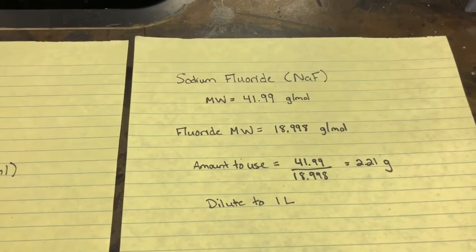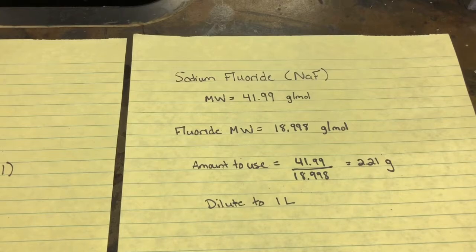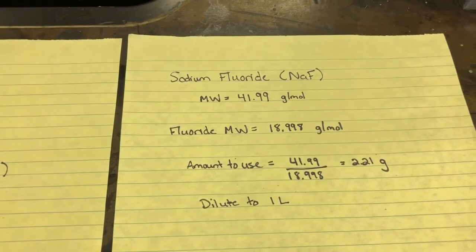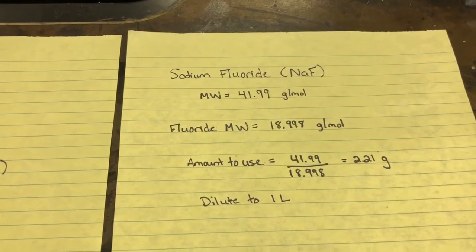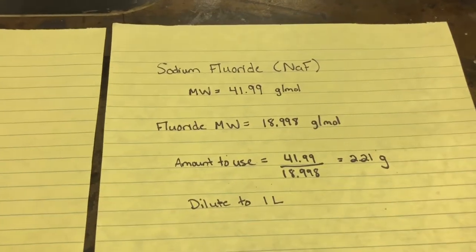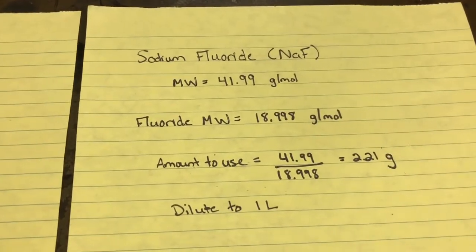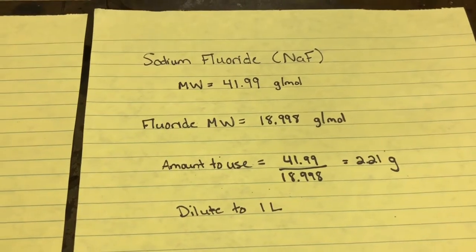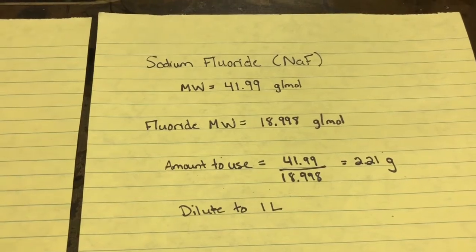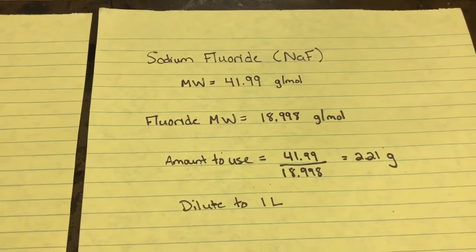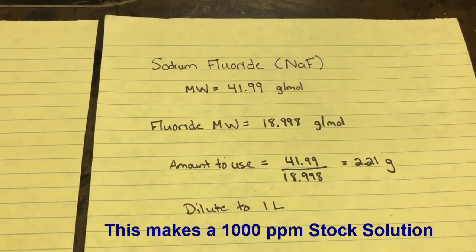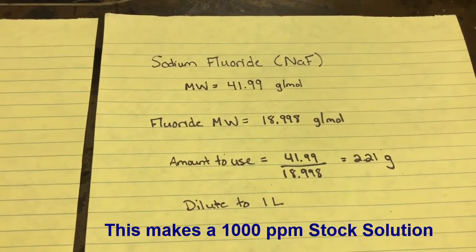So the calculation that we use to determine the amount that we actually weigh out, we take the molecular weight of the compound that we have, and we divide that by the molecular weight of the element that we're looking for, in this case fluoride. So 41.99 divided by 18.998 gives us 2.21 grams. So if we weigh out 2.21 grams and we dilute it down to 1 liter, this calculation only works if the volume is exactly 1 liter or 1,000 milliliters.